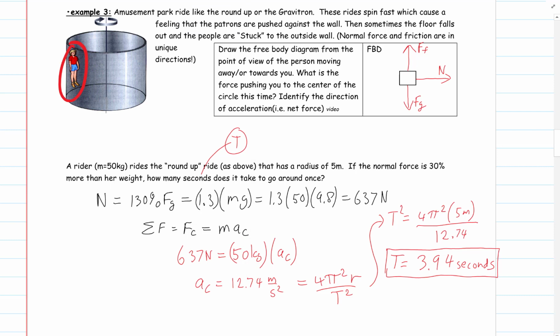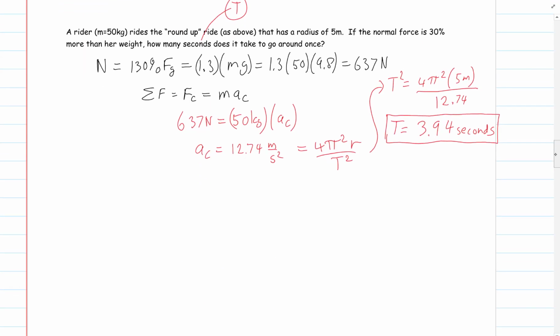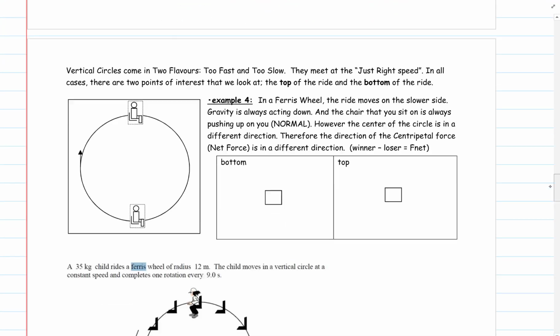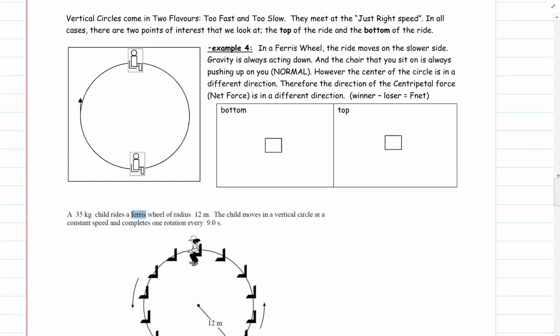So it only takes about 4 seconds for that person to go around, and that person will be safe and not slide down that wall. We could also determine what force of friction they need, but we won't. But if you took a look at that video that I showed, they have like a leather or very sticky material there, so you don't slide down.